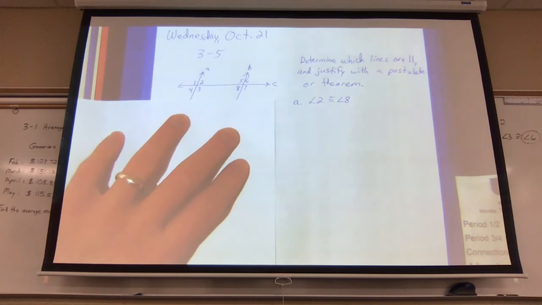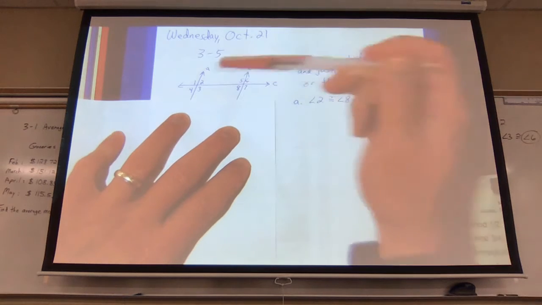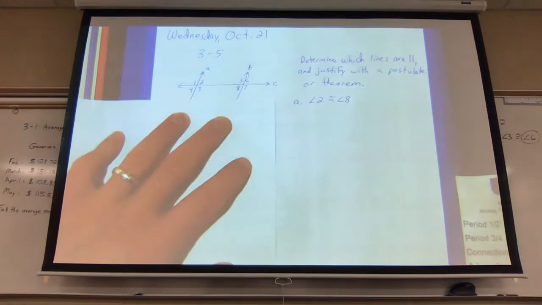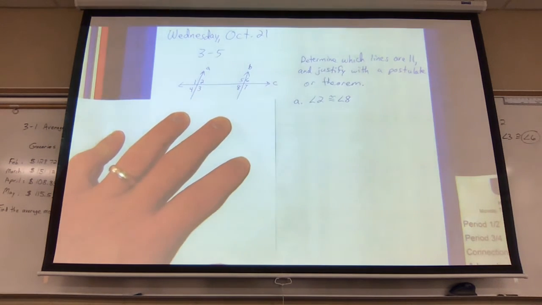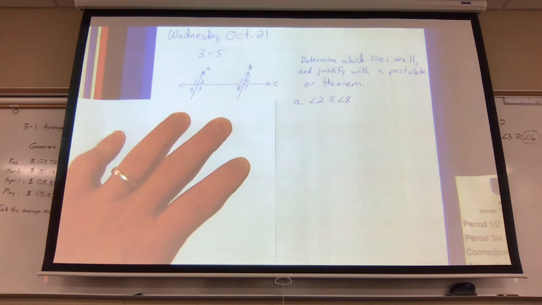And when you cover that up, it looks a little bit more similar to what you're used to seeing. You've got one transversal, 2 lines being intersected. Now, they're telling us that 2 and 8 are congruent to each other. And first of all, what kind of angles are 2 and 8? What's the name of those? They're on opposite sides of the transversal, inside the lines being intersected. What do we call those? Alex? Alternate interior. Alternate interior.